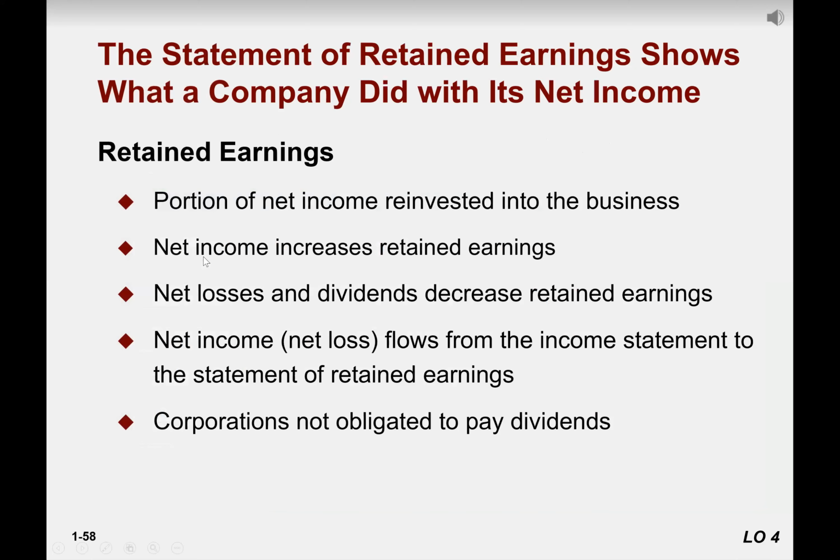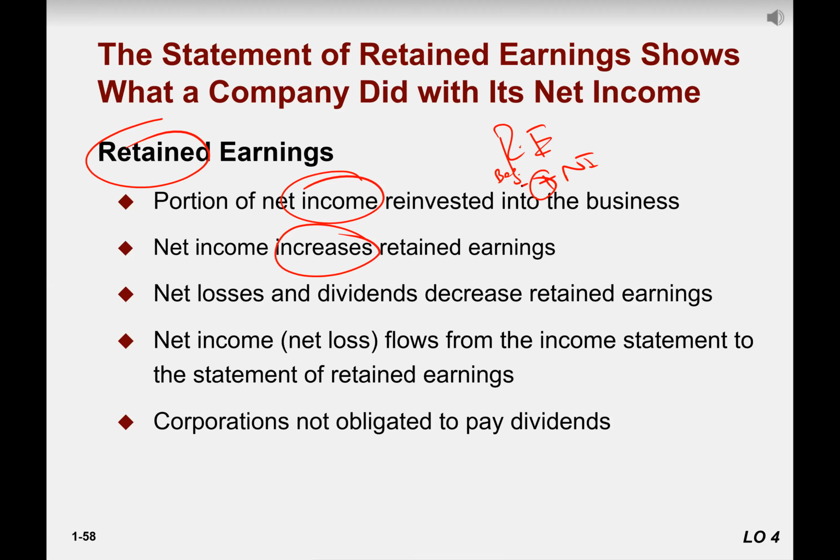Then the second is retained earnings: how much earnings we retained, we reinvested in the business, we didn't distribute. So it is the portion of net income reinvested into the business, right? So net income increases the retained earnings. Yes, we know that the formula is the beginning retained earnings plus the net income. So whenever there is income, it increases the retained earnings.